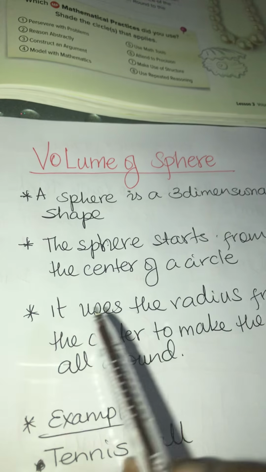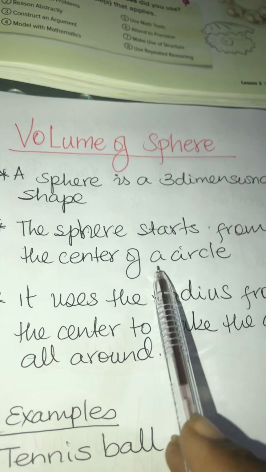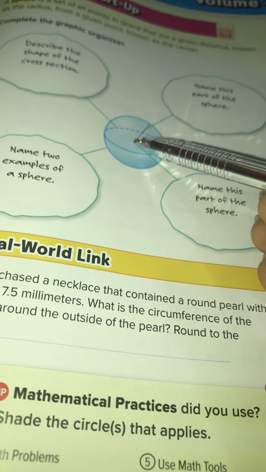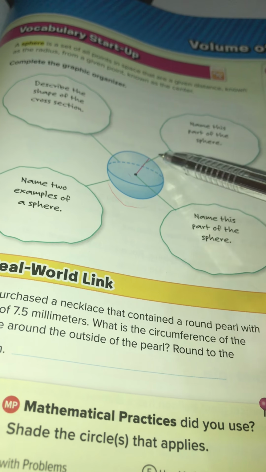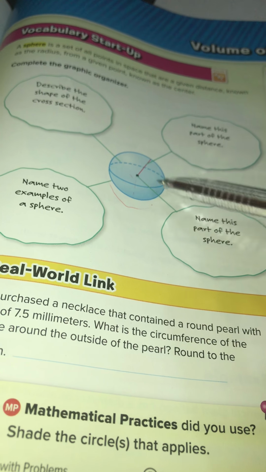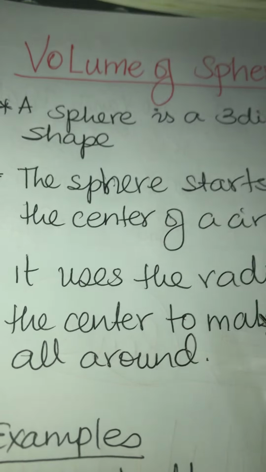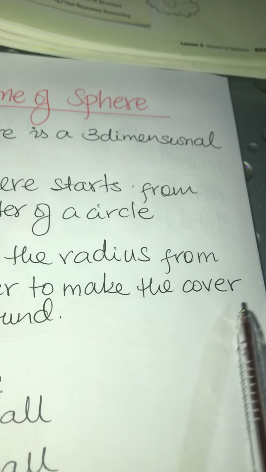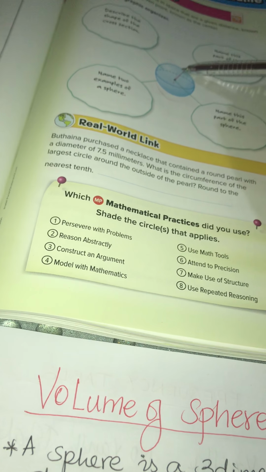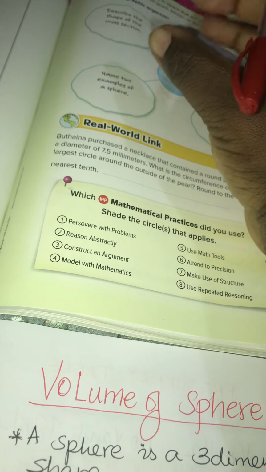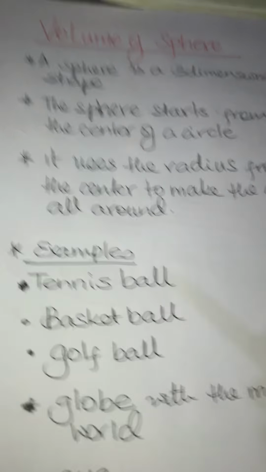And then a sphere starts from the center of a circle. You see that? That is where it starts. And then it goes like this. That is why this whole round is made from the radius from the center. Okay? And it uses the radius from the center to make the cover all around. So to make this sphere, we started from here, we went there. Another one like this, close together, and then all together, when they were put together all around, they made this sphere.